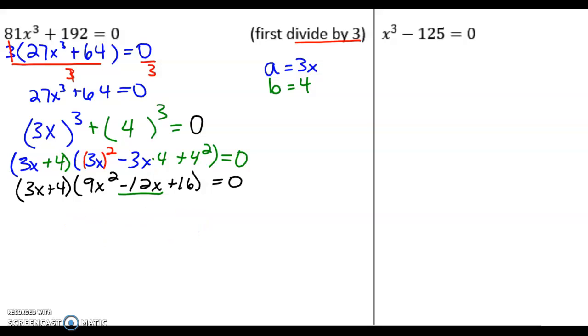Okay, so therefore we need to find some different methods to solve this quadratic. So we got to think back to chapter 4. How do we solve quadratics? So we're going to set both of these factors equal to 0.